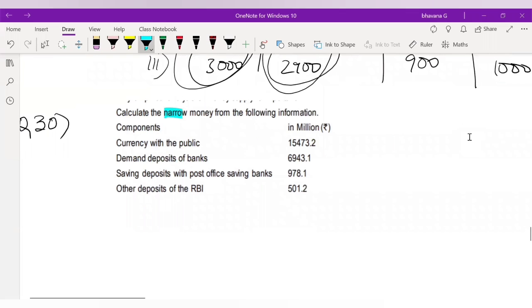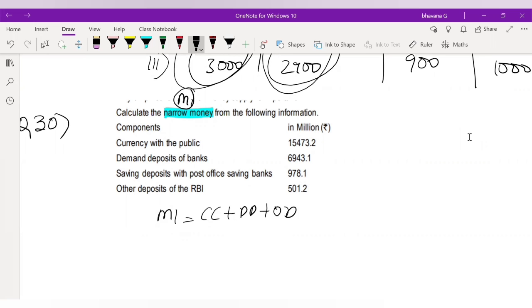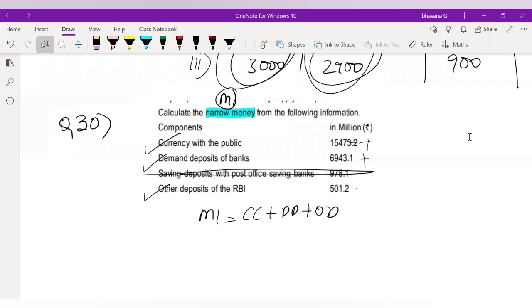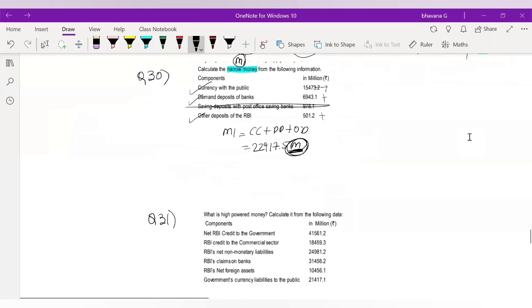So calculate narrow money from the information. What is narrow money, guys? Can someone tell me what narrow money is here? Narrow money is nothing but your M1 again. M1 equals CC plus DD plus OD. What is CC? Currency with the public, plus DD is demand deposit with the bank, and then you have OD, that is other deposits of RBI. If you add these 3, you will get your M1. That will be nothing but 22,917.5 million. Always remember, you have to write whatever the denotation is, that is million or crores or whatever. 30th question, easy only.